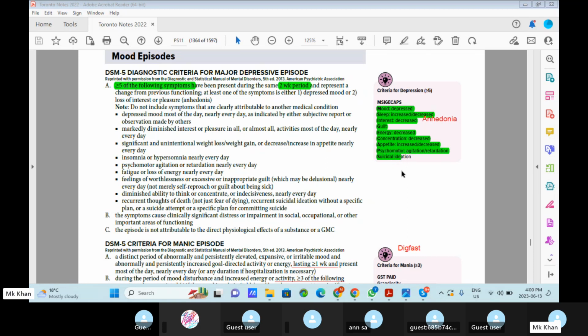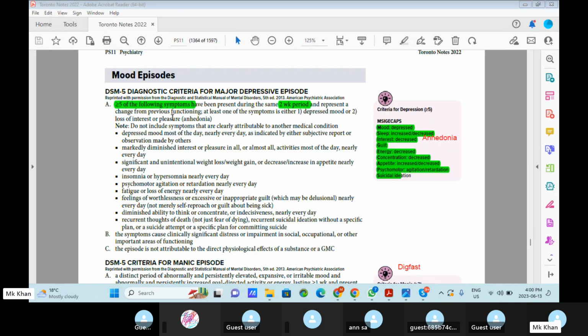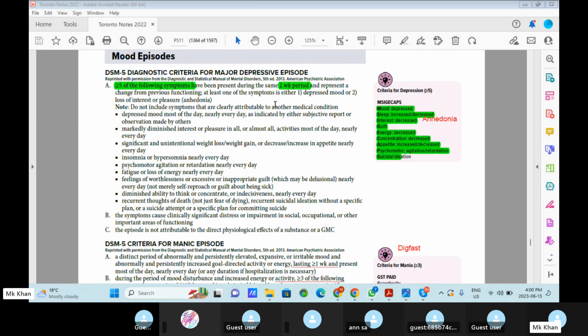As we have done with suicide, it is very important to rule out suicidal ideation in depressive patients. Anhedonia is a lack of interest or decreased interest. So what is the DSM criteria? At least 5 symptoms should be present for at least a 2-week period. These are 9 symptoms, and from these, at least 5 should be present and represent a change from previous function. At least one of the symptoms is either depressed mood or loss of interest.